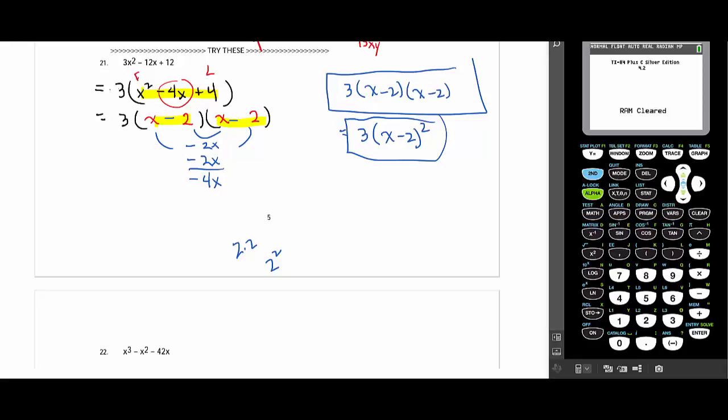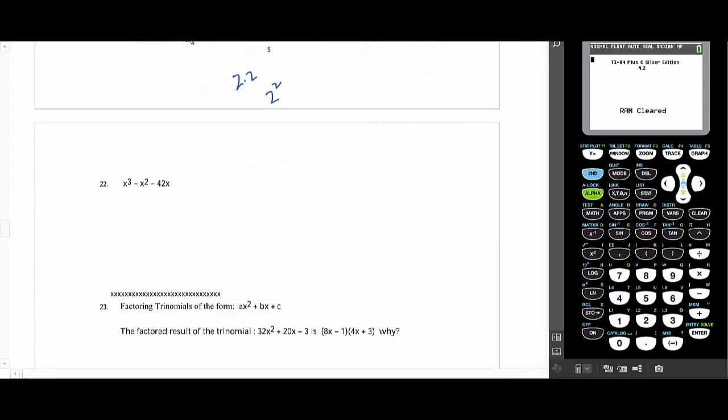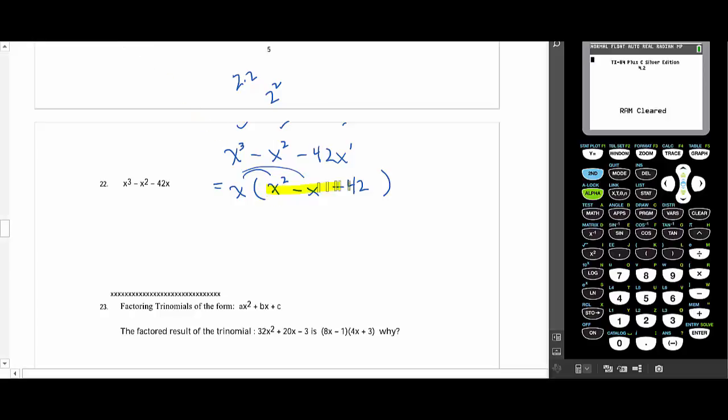Now this next one, you have x to the third minus x squared minus 42x. Does this have an x in every position? Yes. Which one comes out? Lowest exponent, x the first. That one comes out. So your first step is to just take the x out. All that's going to do is make the exponents go down 1. So that would be x to the second, because x times x to the second is x to the third, minus x, because x times x is x to the second, then minus 42.